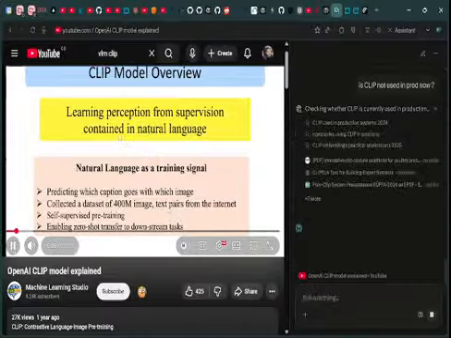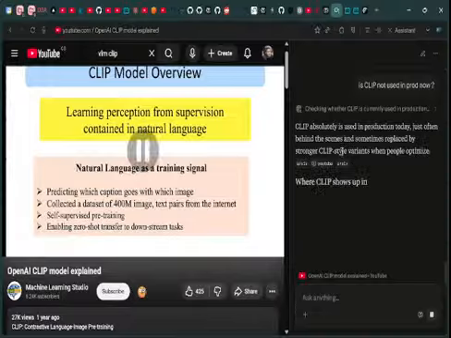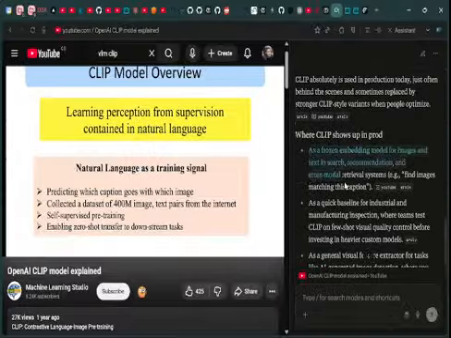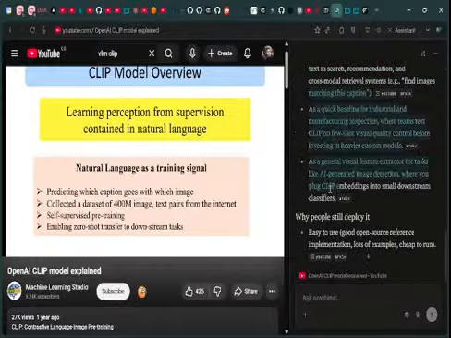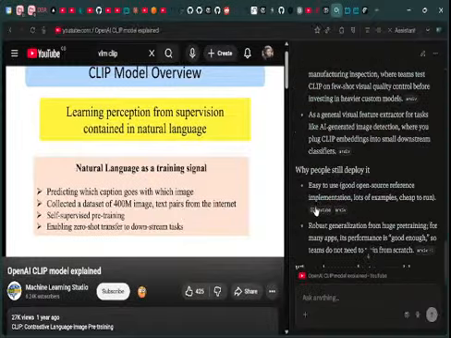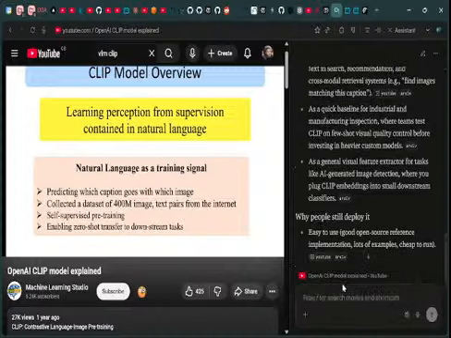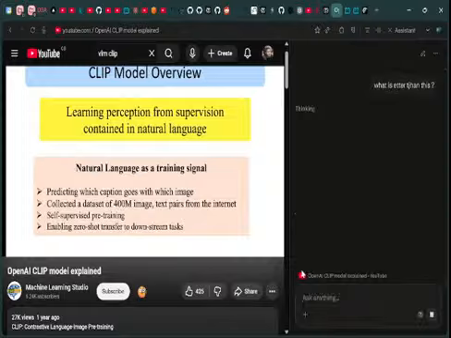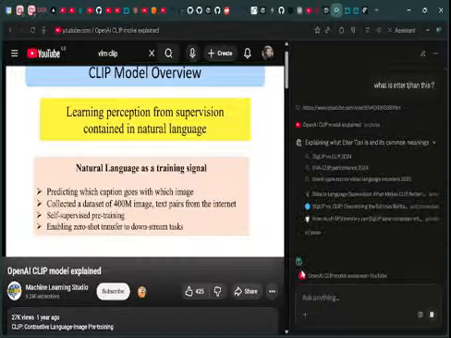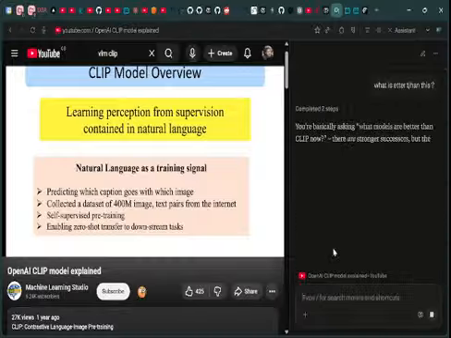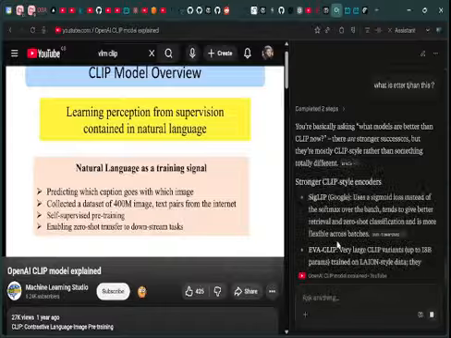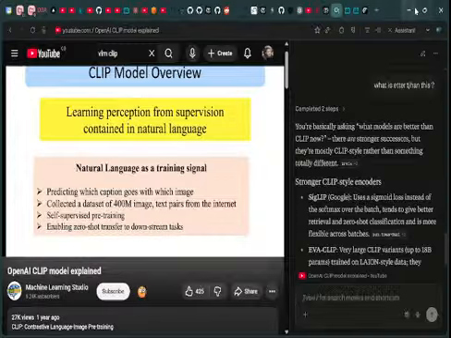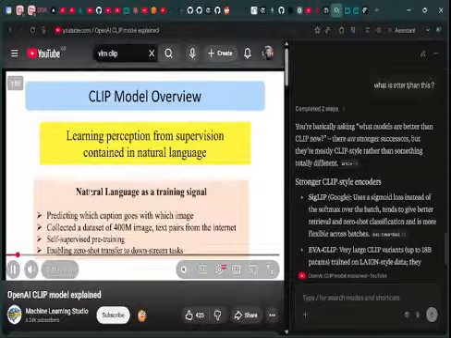CLIP model has several use cases, one of which is zero-shot transfer. So in this video, we will see more details on how CLIP is trained and evaluated.